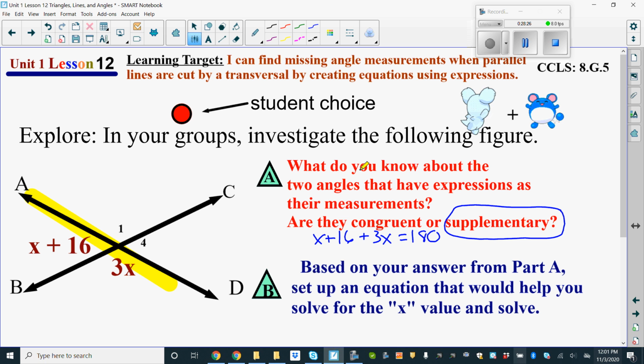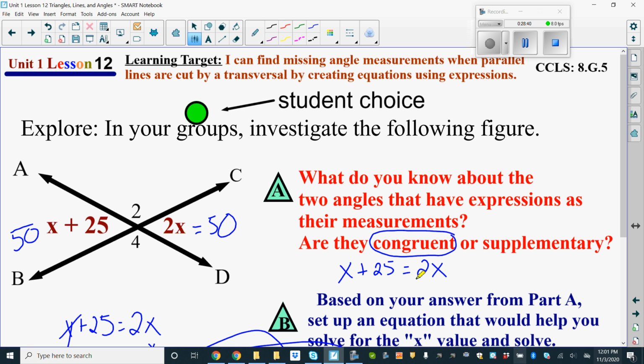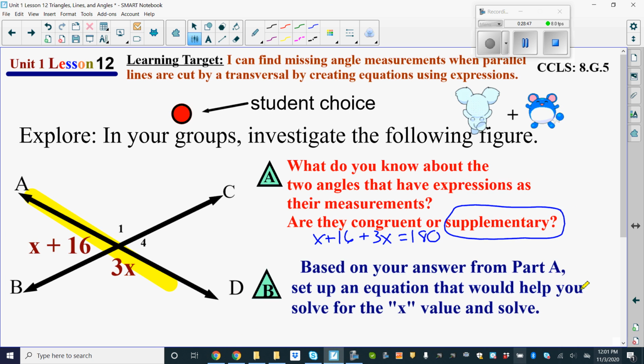So those are the only two ways you will ever set up these equations when solving for a variable, when given angle measurements, okay? Either set them equal to each other if they're congruent, and the equal sign goes in the middle, one expression on one side, one on the other, or you see they're supplementary, that they will equal 180, and you add them up, okay?